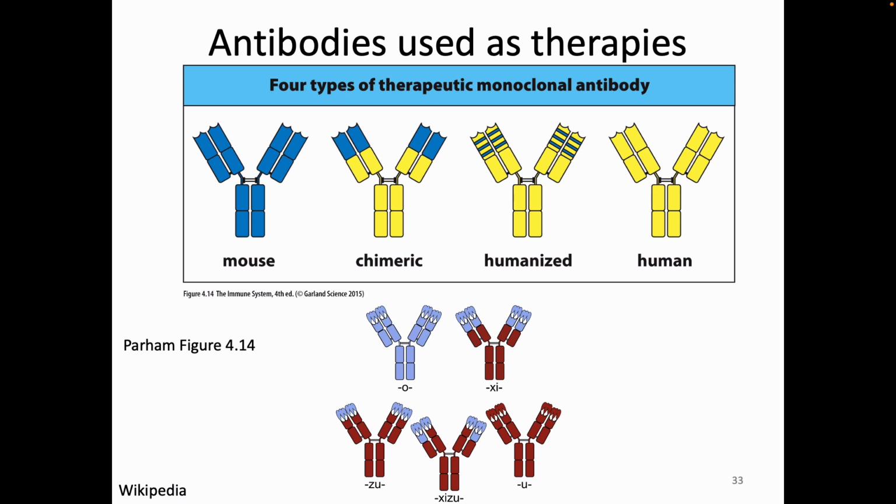If you look at any of those drugs that have MAB at the end, the letters before MAB tell you how the antibody was made. So if, for example, it's OMAB, that means it's a fully mouse antibody. If it's ZMAB, it's a mouse antibody with human variable regions. If it's ZUMAB, just human CDRs. If it's UMAB, it's a fully humanized antibody. And so there has been a lot of engineering on all of these antibodies in order to make antibodies that can be used in patients.